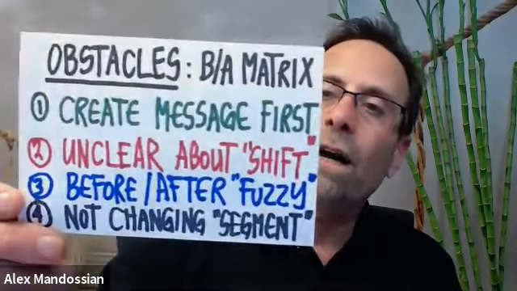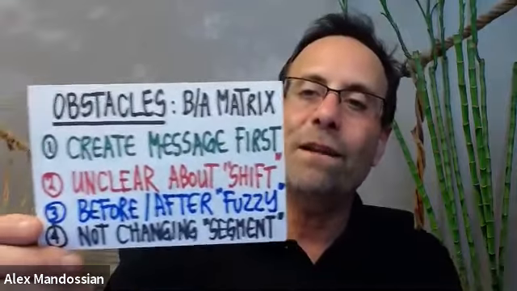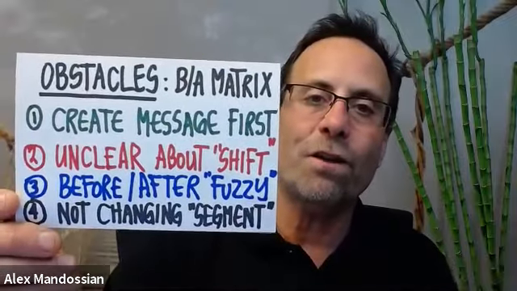So unclear about the shift, you need to get them self-motivated so that that transformation, that shift, is big. Before, after, fuzziness, fuzzy targets don't get hit. So if your before and after is fuzzy, which means the shift is not clear, these two are very, very important obstacles besides creating the message first.